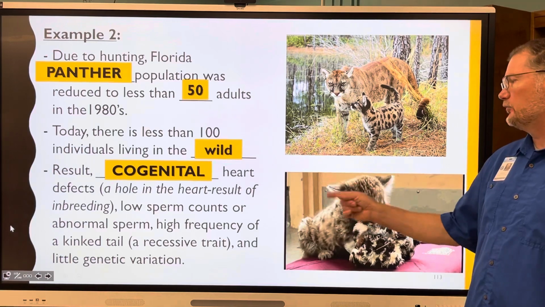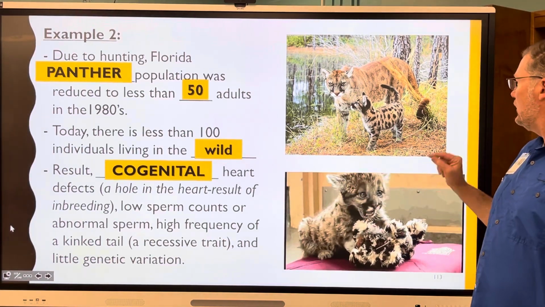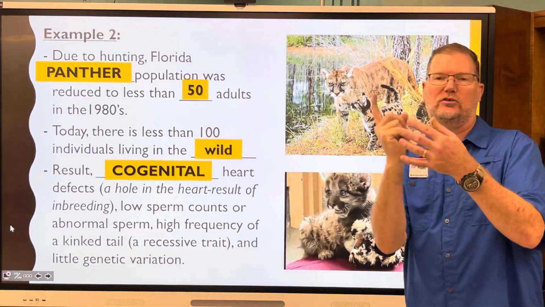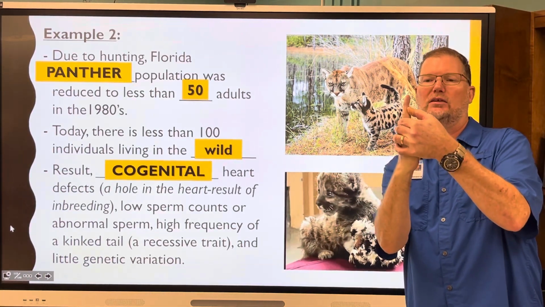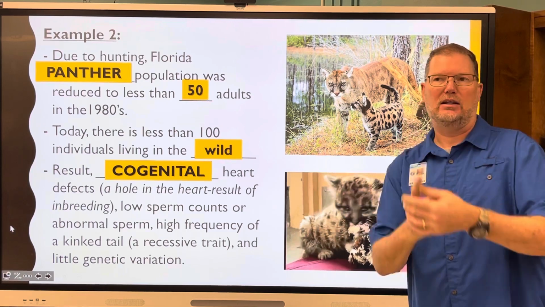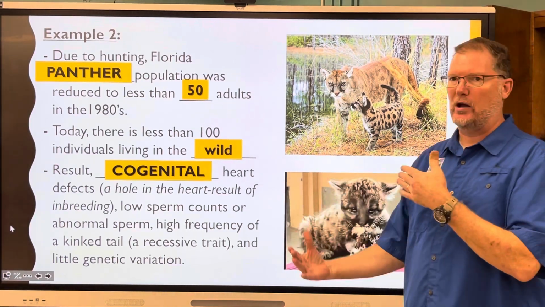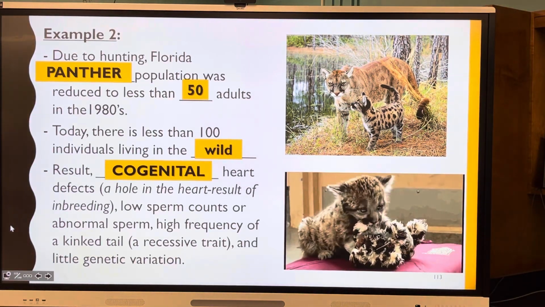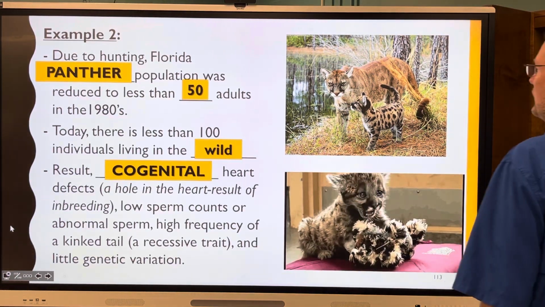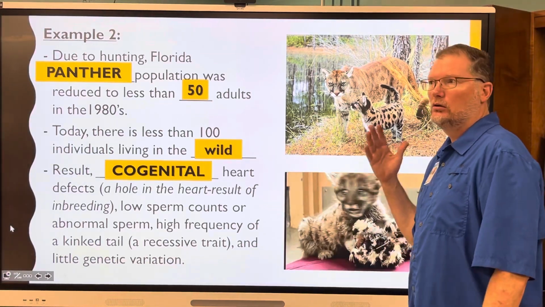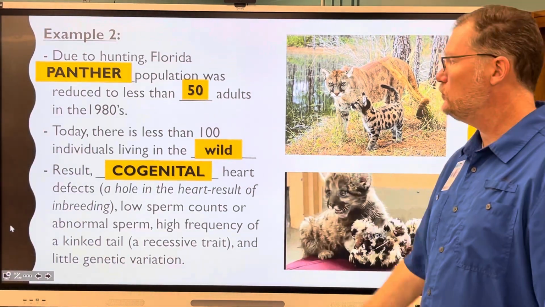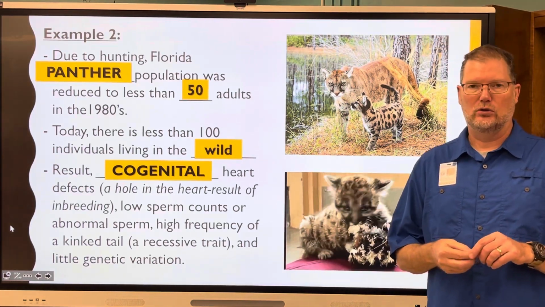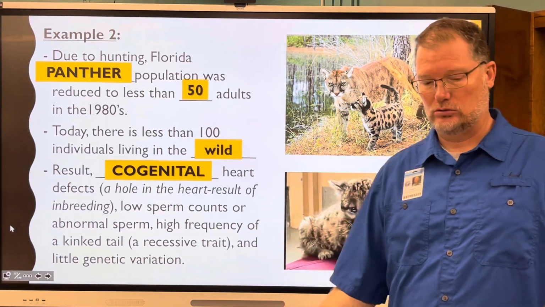High frequency of something called a kinked tail. Not a picture here, but it's almost like their tail is supposed to be like this, and it's kinked like that on the end. And that's just a mutation that's spread through the population because the gene pool is so small. And of course, very little genetic variation. So if something goes wrong, the whole population could get wiped out. They used to be all over the state, but of course, people hunted them to virtual extinction. It's very sad.